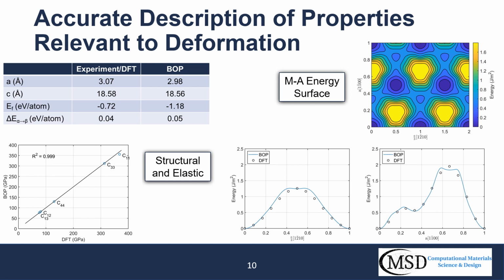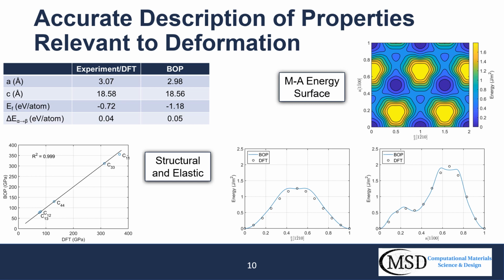Looking at properties very relevant for the deformation of MAX phases, the elastic properties. The plot in the bottom left there shows 5 different elastic constants calculated with the bond order potential in very good agreement with density functional calculations.